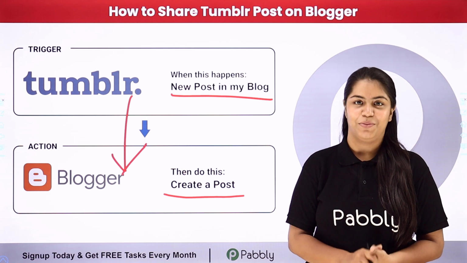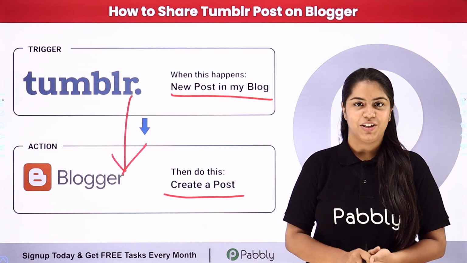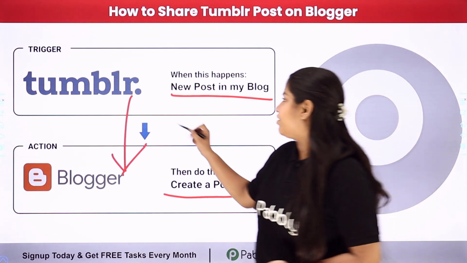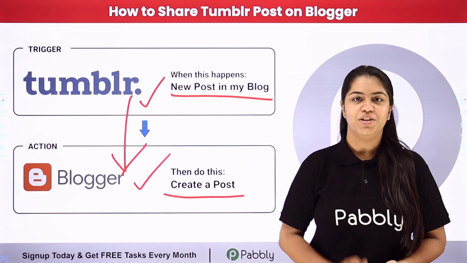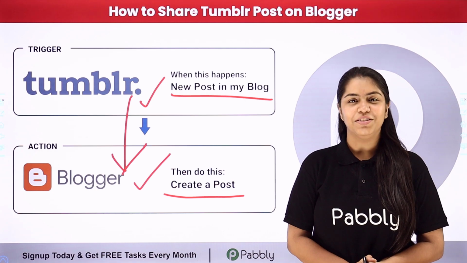It is an amazing automation software. So in Pabbly, we have the concept of trigger and action. For trigger, we are going to use Tumblr, and for action, we are using Google Blogger. So if you also wish to learn this process step by step, follow me through the screen.